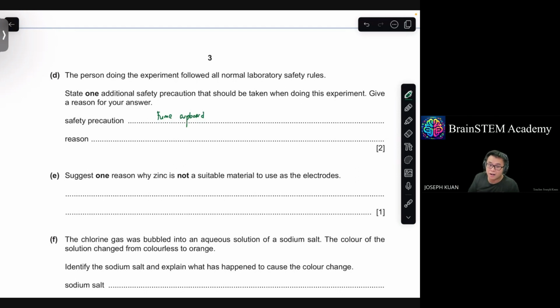Okay, why? Because chlorine is toxic. It's bad for you. It can kill you if you're not being careful enough. All right, moving on to E. Suggest one reason why zinc is not a suitable material to use as the electrodes.